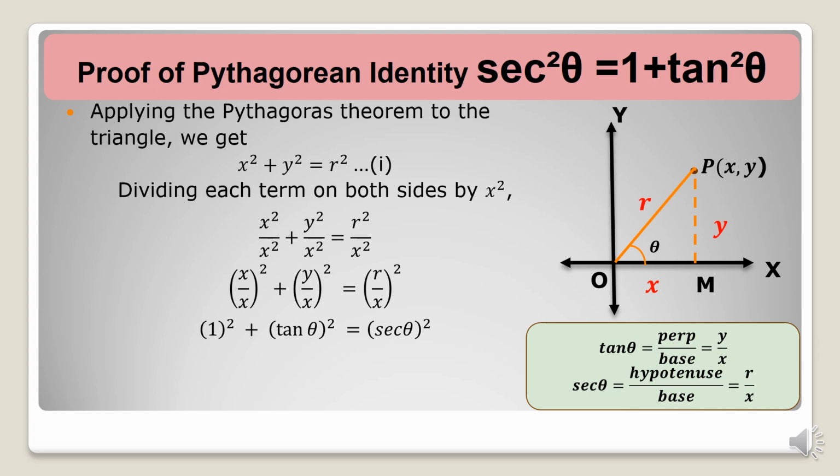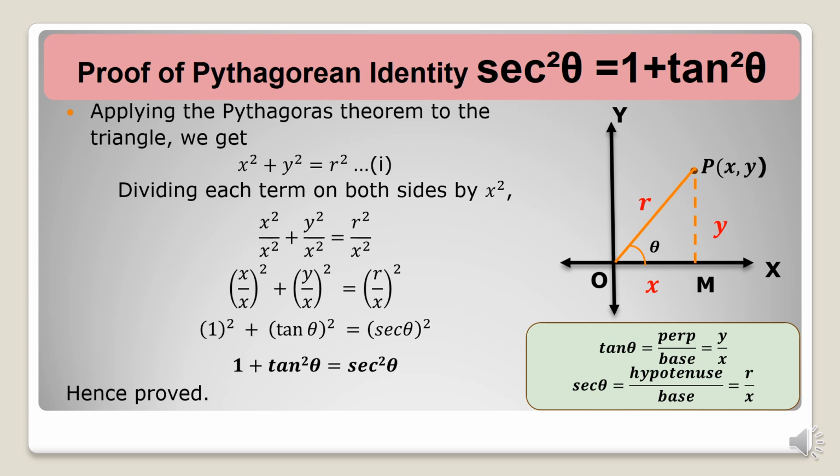Now let's see what we mean by y over x. Y over x indicates tan of theta, perpendicular over base, and r over x indicates secant of theta, which is the reciprocal of cos. So 1 plus tan square theta is equal to secant square theta. We get it when we divide the Pythagoras theorem by x square, which is the length of base. It is proved now: 1 plus tan square theta equal to secant square theta.